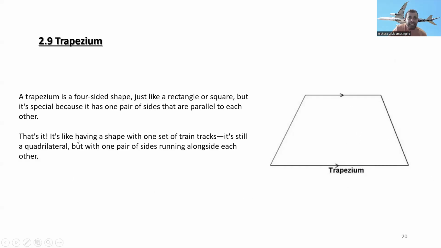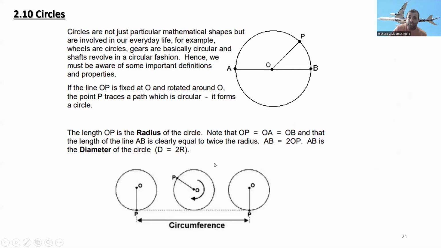It's like having a shape with one set of train tracks. It is also a quadrilateral, but with one pair of sides running alongside each other. You can see, remember, in the trapezium two sides are parallel to each other. All right, now let's go to the circle.